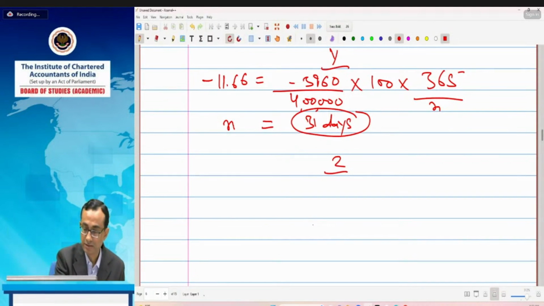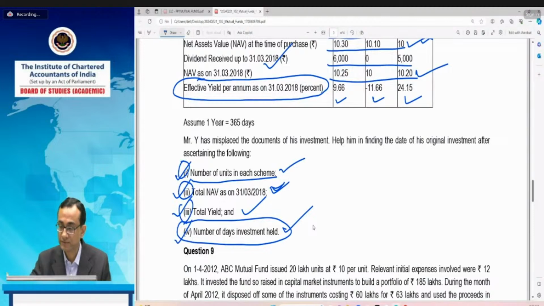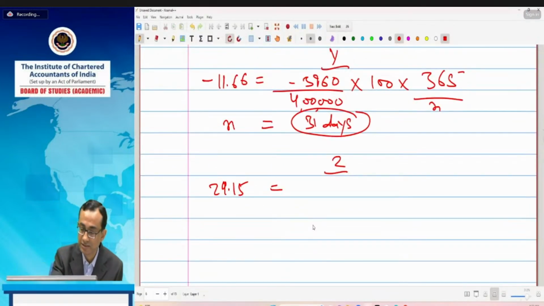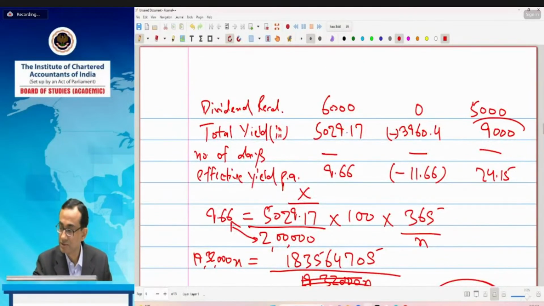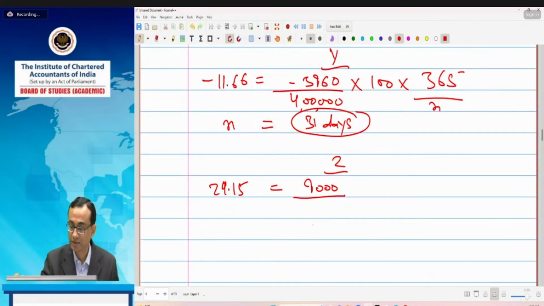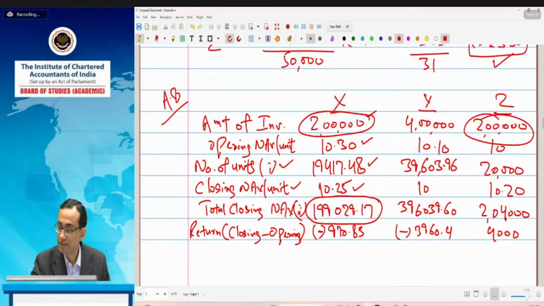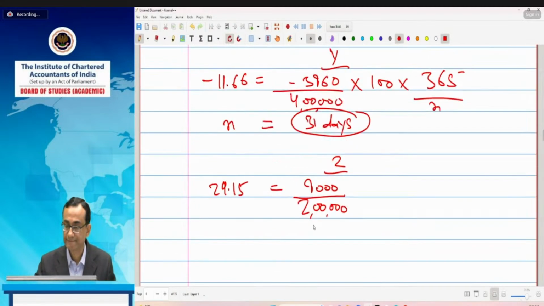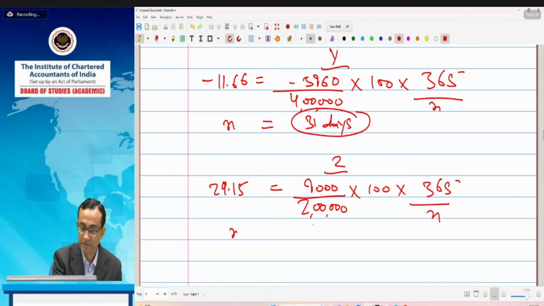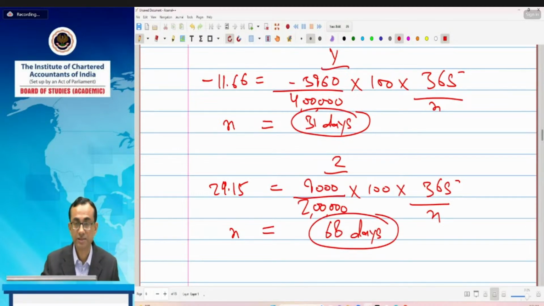In the same way, it can be calculated in case of Z also. 24.15 was given in the question itself. So effective yield is equal to total yield. Total yield we have calculated in case of mutual fund Z, which is 9,000, divided by initial investment, 2 lakh. So 9,000 upon 2 lakh into 100 into 365 upon number of days. So N will be calculated by the same method. It will come to about 68 days in case of Z.